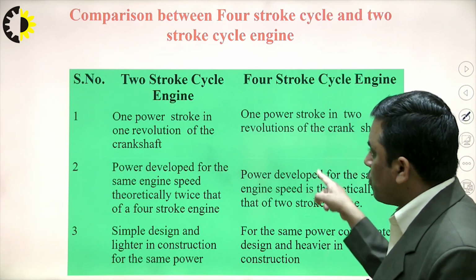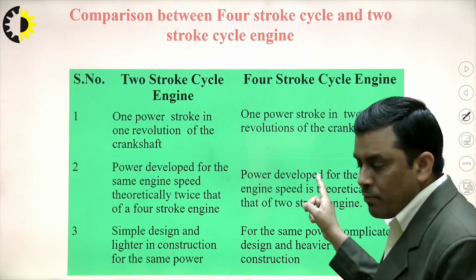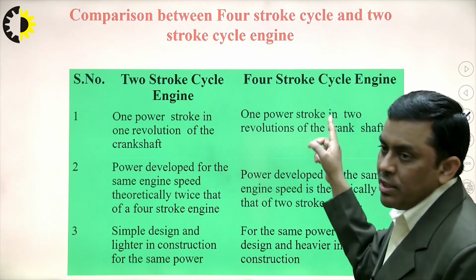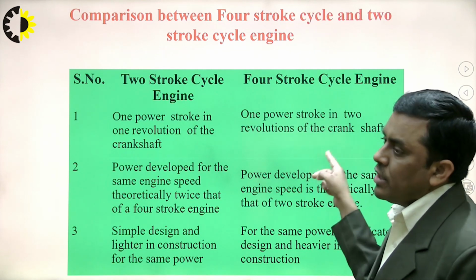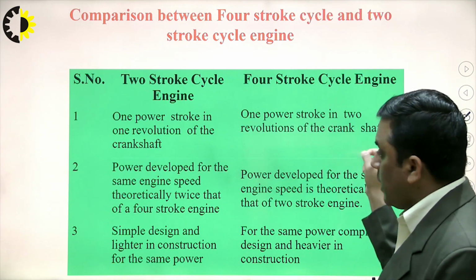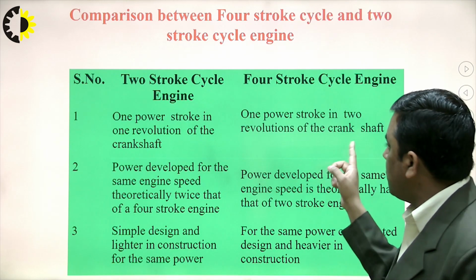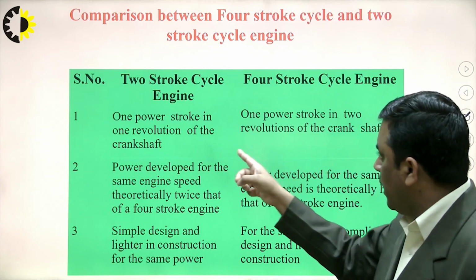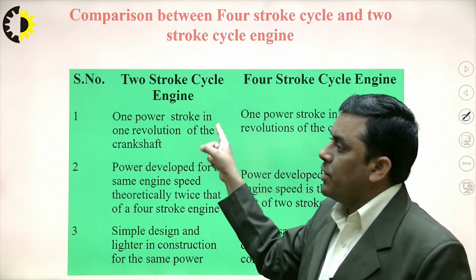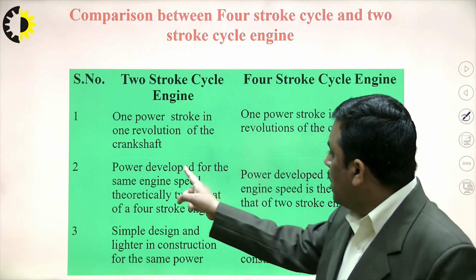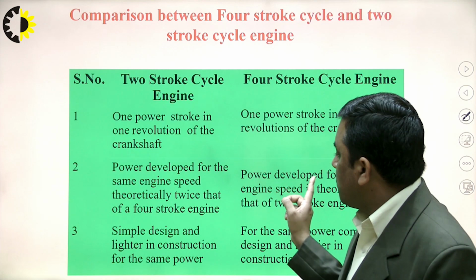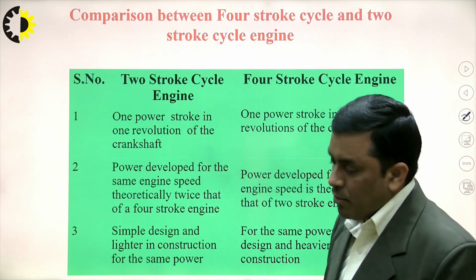So, here the 4 strokes are happening, piston is moving 4 times from BDC to TDC, TDC to BDC and so on. So, obviously the 720 degree revolution of crank will be there, and in that 720 degree revolution we will be getting 1 power stroke, but here in each 360 degree revolution of crankshaft we are getting 1 power stroke. Power developed for the same engine speed theoretically twice as the number of rotations are more.